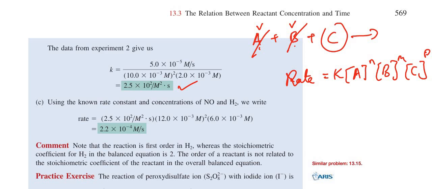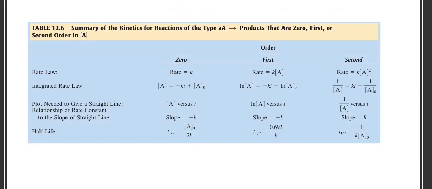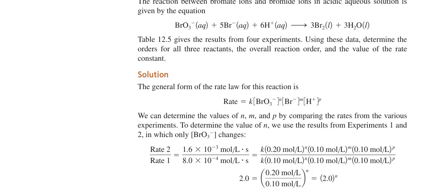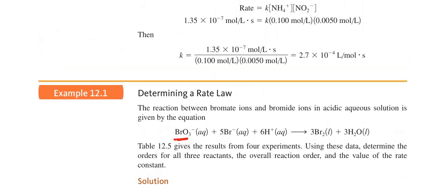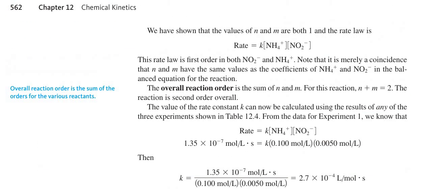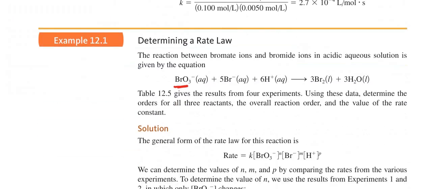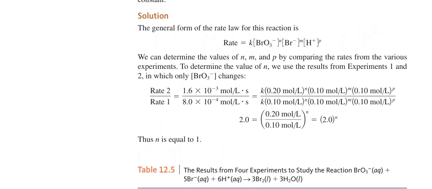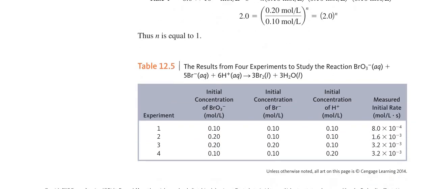There's a very nice suitable example in Zumdahl. The reaction is here. If you go in Zumdahl, it's example number 12.1, that's chapter 12, example 1, and it's on page 562. So this is a very nice illustrative example. We're trying to get the values of N, M, and P. They gave you this table, so you have to use this table.